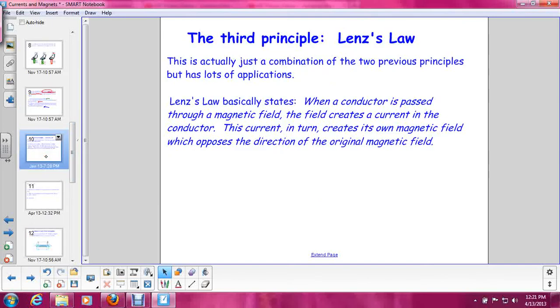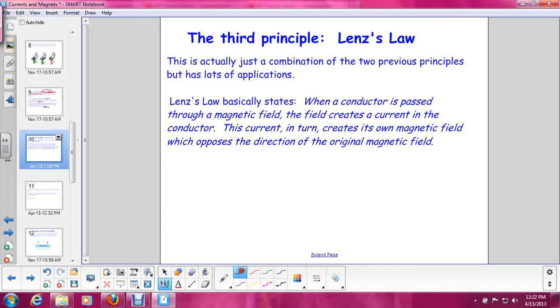Now the third principle is just a combination of the first two, and we call it Lenz's law. And it'll take a little while to completely understand, but it's really cool and it has so many applications in our daily lives. So Lenz's law tells us when a conductor is passed through a magnetic field, the field creates a current in the conductor. This current, in turn, creates its own magnetic field, which opposes the direction of the original. So what the heck does that mean?